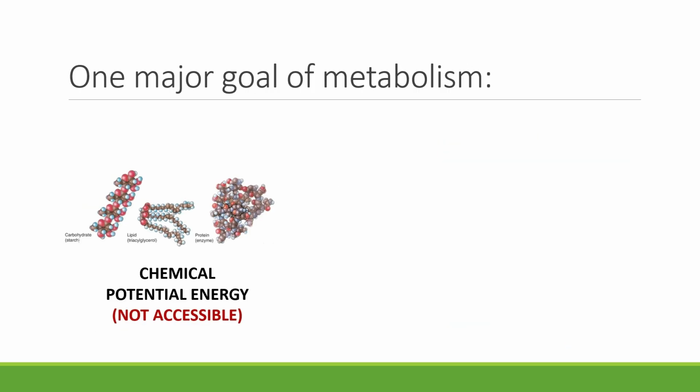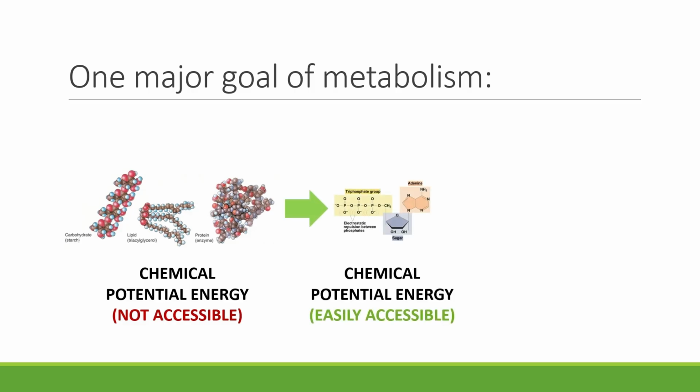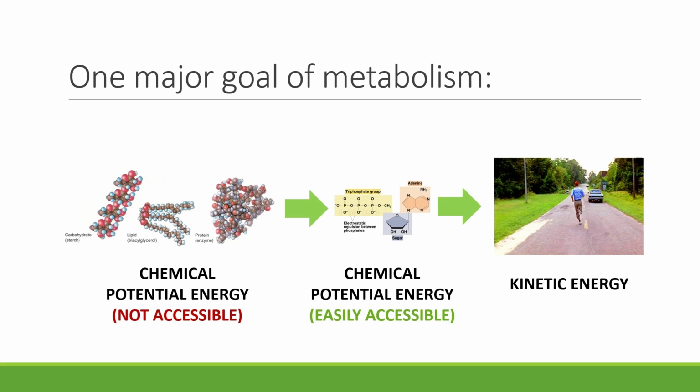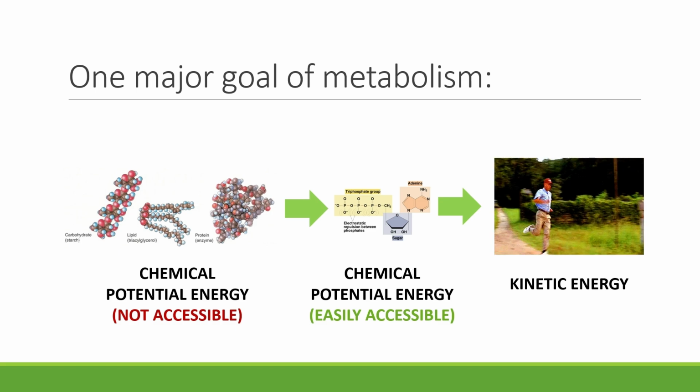So, if we take a look back at this slide, we really should modify it a bit and show that one of the major goals of metabolism is to take chemical potential energy in its not accessible form, the macromolecules, convert it to ATP, which is the more easily accessible form, and then that form is the one that can be put into action as kinetic energy.